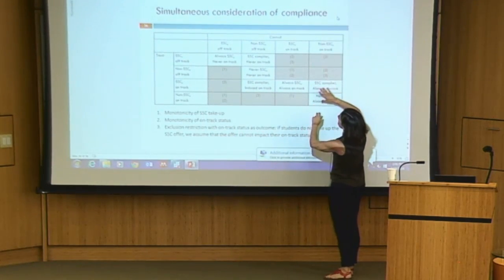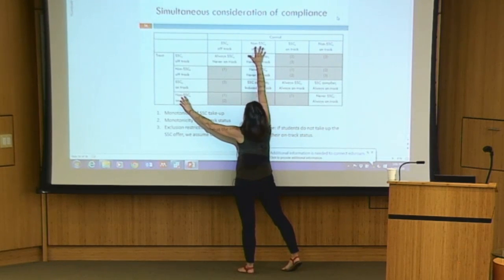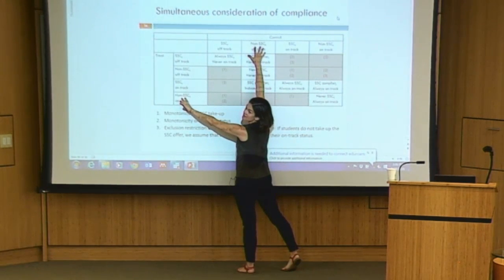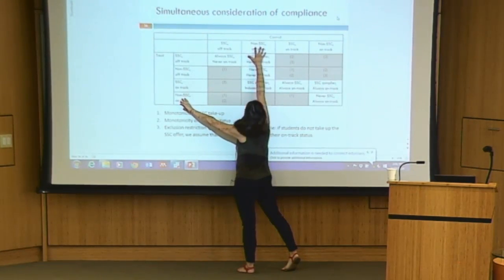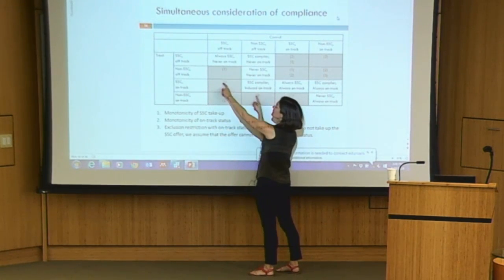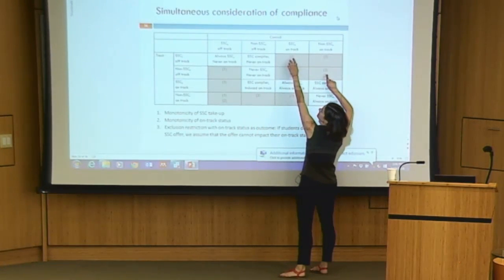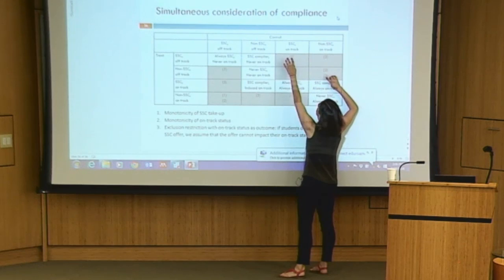And over everything else, I guess this is the other one. If a student is always in a non-SSC, if they don't change their school type, they can't go from off-track to on-track. So it rules out those 2 cells. Those can apply here, but these cells can also be ruled out based on other assumptions.